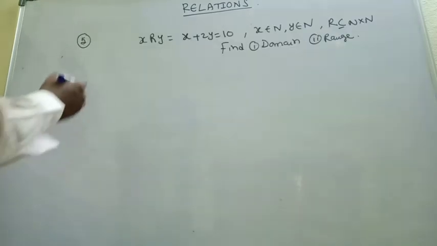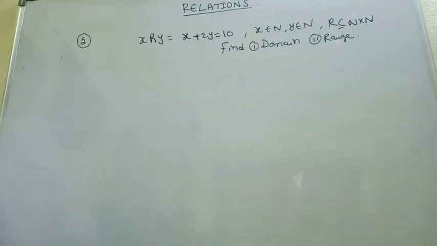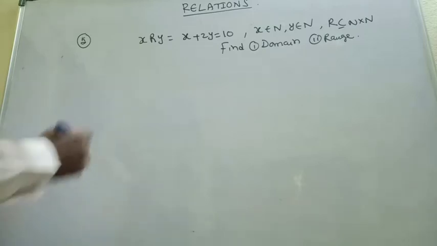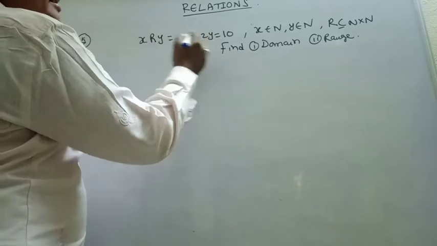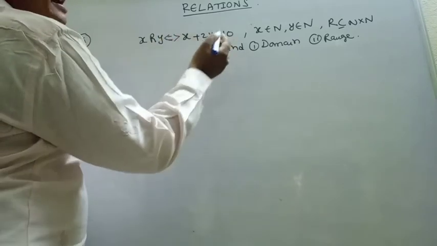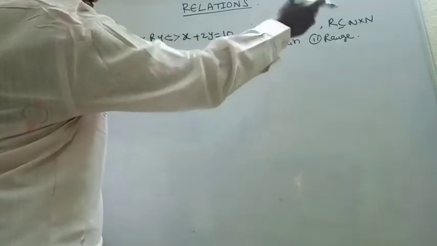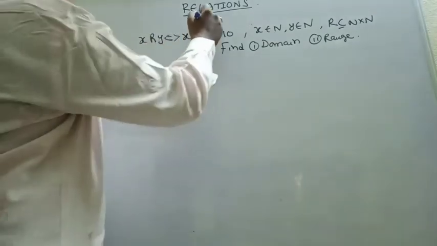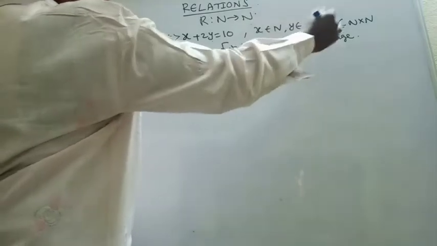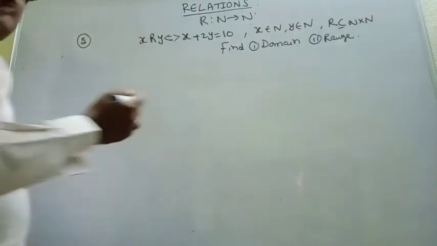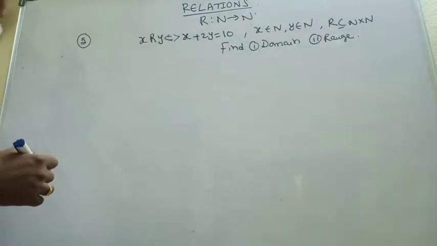See, my dear student, now this problem in JEE Mains, they have given that 1 and 2 both combinedly I have written. Find domain and range of this particular problem. You see, x is related to y such that x plus 2y equals 10. This is the relation they have here. x is a natural number and y is a natural number. This is a relation from natural numbers to natural numbers, that means R is a subset of N cross N. Find domain and range for this.